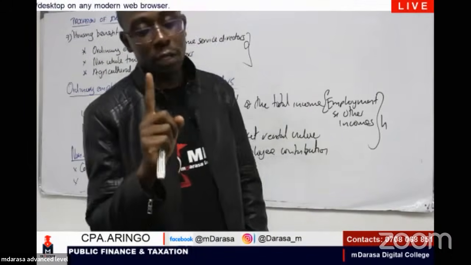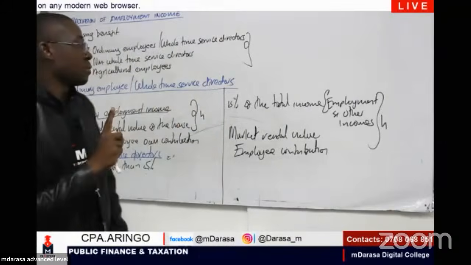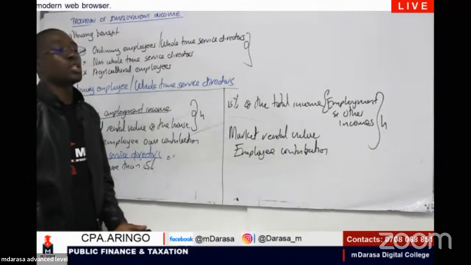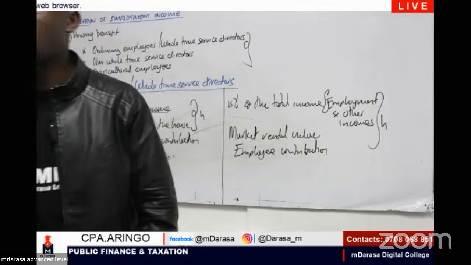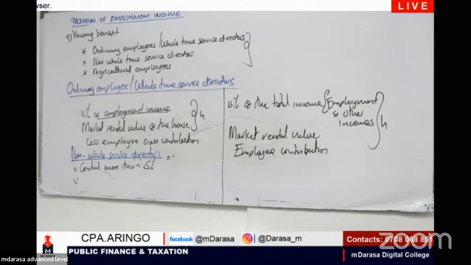So the key element is on the 15% of what? That is very key to identify. For non-whole time, we are talking of 15% of the total income. And in this context, total income refers to both employment and other incomes. Kindly always have that in mind.